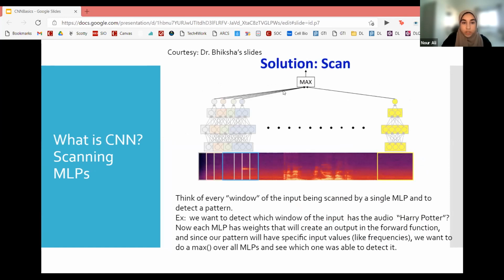So you'll see this picture again next week at some point, but it's a nice visualization of what a scanning MLP does and how it would work on an audio recording.